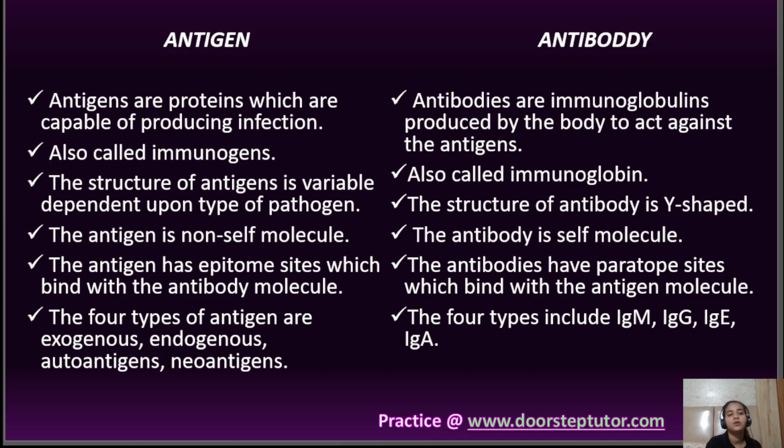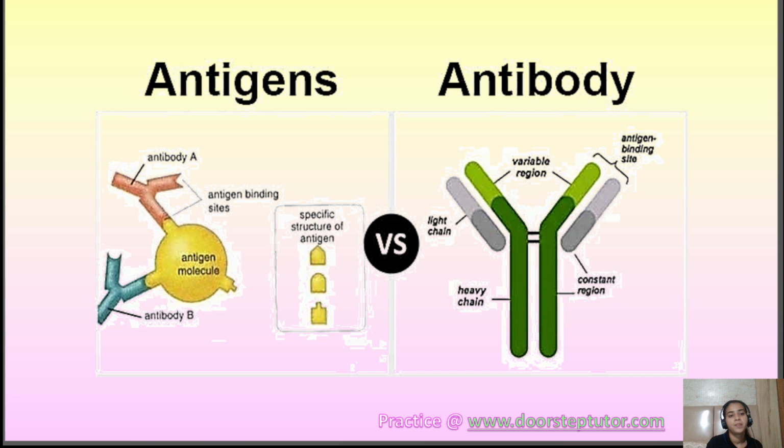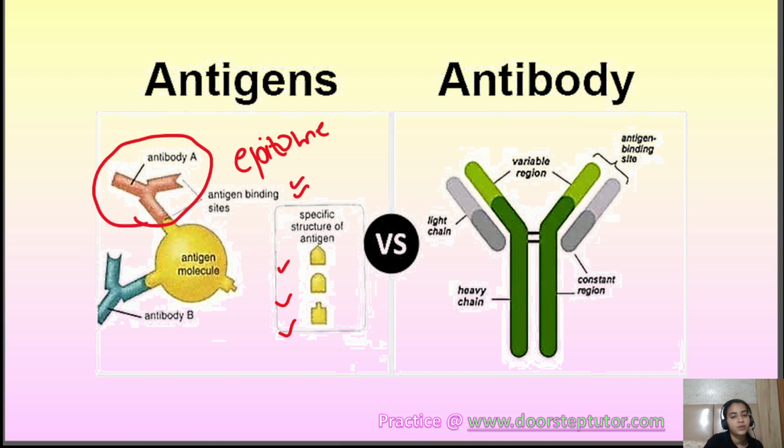Now let's have a look at the diagram here. In this one, we can see that a specific structure of antigen is going to be there. It depends on which type of pathogen is there. Like this one structure is different, this one is different, and this one is also different. Now there are some epitope sites present on the antigens through which the antibodies get attached to it. And that's how our immunity works. There is an interaction between antigens and antibody.